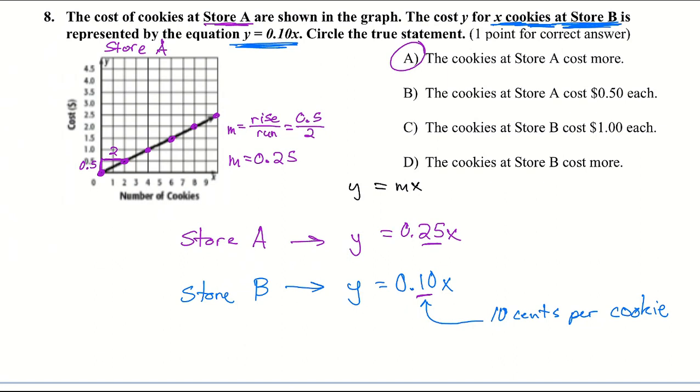Let's just double check. The cookies at store A cost 50 cents. Nope. They cost 25 cents. So that one's out. Cookies at store B cost $1 each. Nope. They cost 10 cents. So that's out. The cookies at store B cost more. Clearly not. 10 cents is less than 25 cents. So there we go.